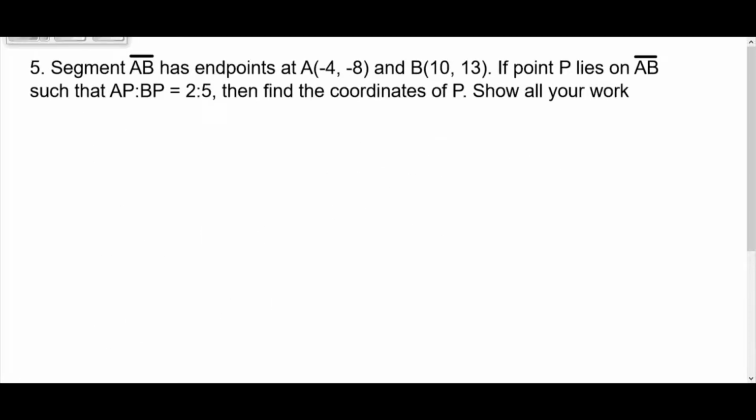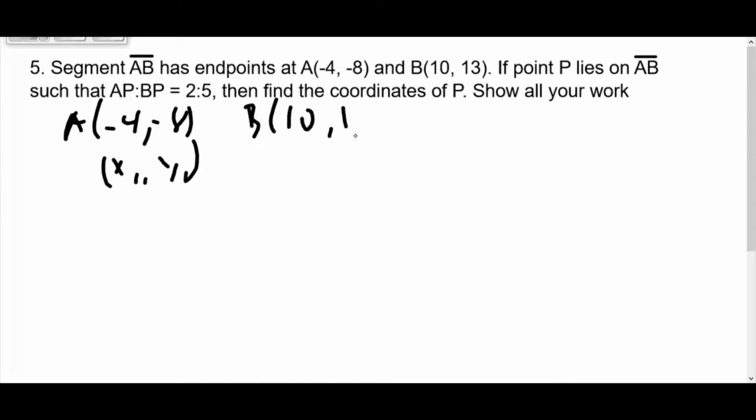Question number 5: segment AB has endpoints A (-4, -8) and B (10, 13). P lies on AB such that AP to BP is 2 to 5. Then find the coordinates of P, show all your work. This is a non-multiple choice question, but we're going to take the same approach. From A to B, A is x1, y1, which is (-4, -8), and B is (10, 13), that's x2, y2.